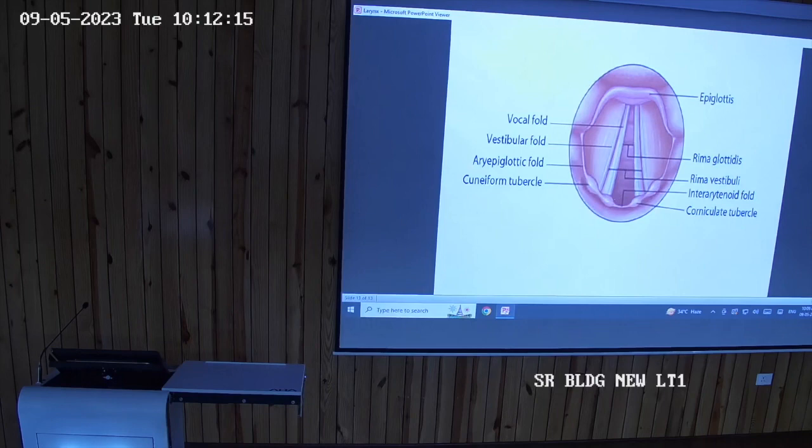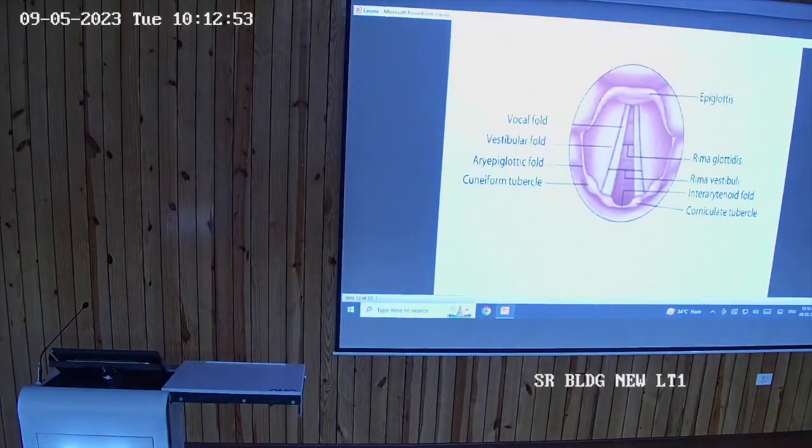So look, the two corniculate cartilages are articulating by the mucous membrane, that is the interarytenoid fold, that I have told you. Posteriorly, the inlet of the larynx is formed. The posterior boundary of the inlet of the larynx is formed by the interarytenoid fold, and laterally it is by the aryepiglottic fold. That is this one. And look here, this is the piriform fossa. So this is the view when we see by the laryngoscope. So that is all about the larynx.